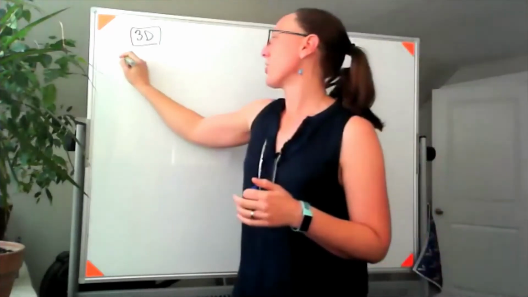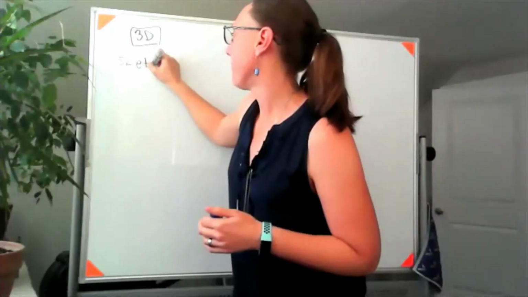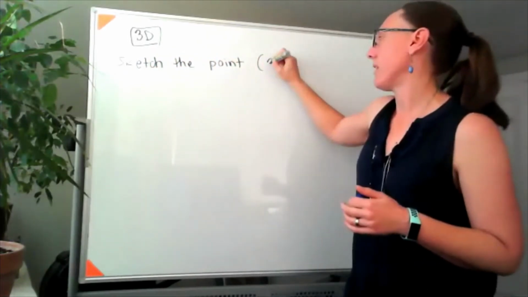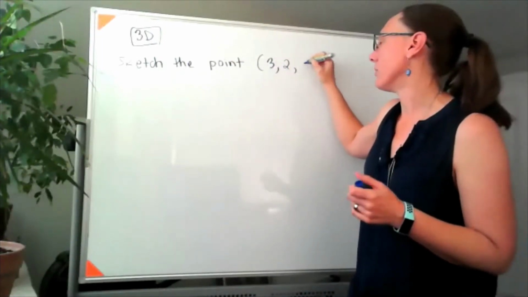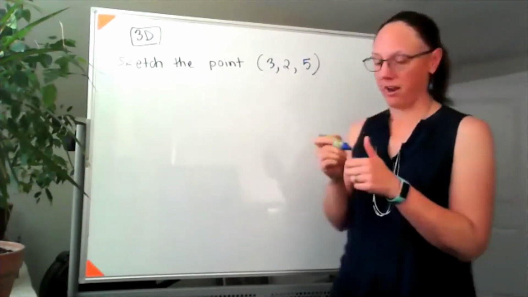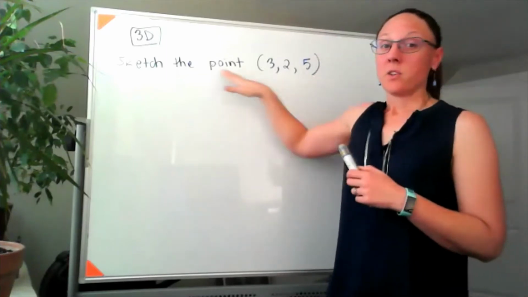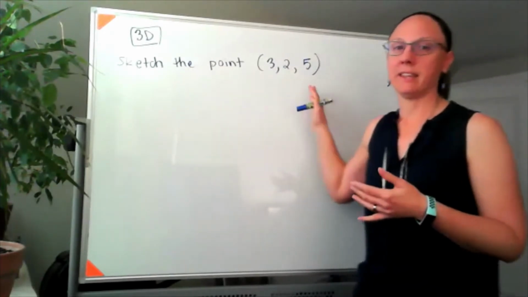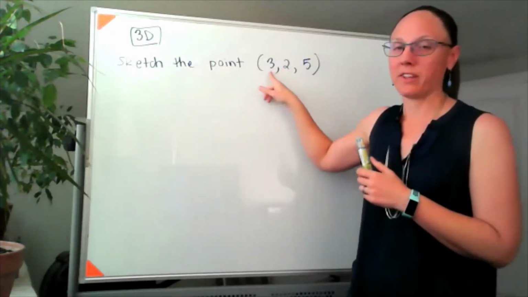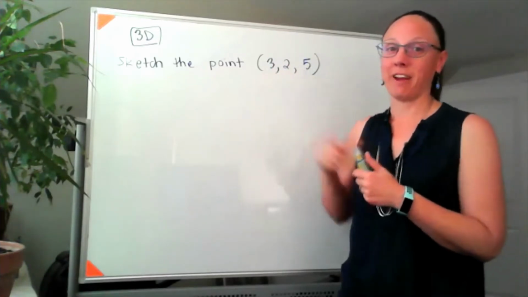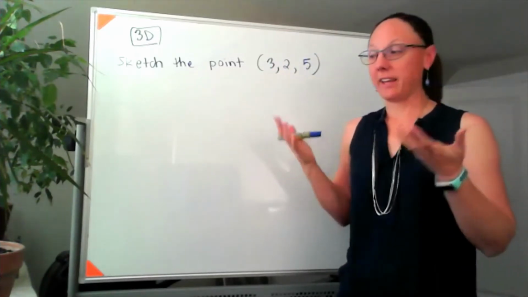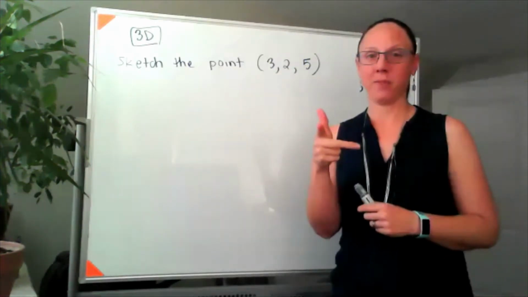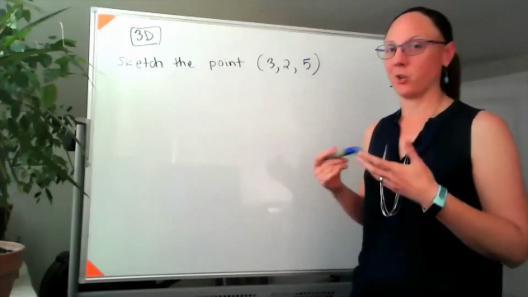Let's say that I wanted to sketch the point (3, 2, 5). So I've labeled that this is a point, so I know we're not talking about a vector. This point says I'm going out 3 in the x direction, 2 in the y direction, 5 in the z direction. In terms of our coordinate system, we talk about having a right-handed coordinate system, and that really comes down to physics.